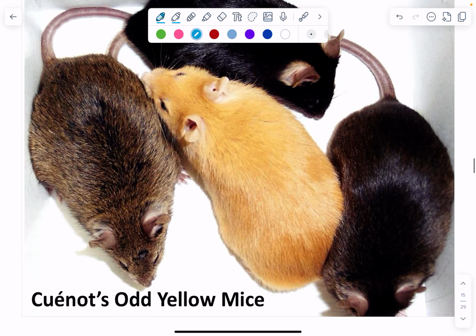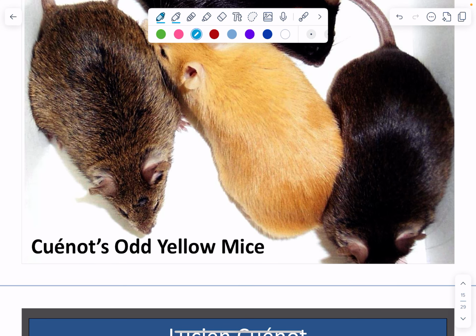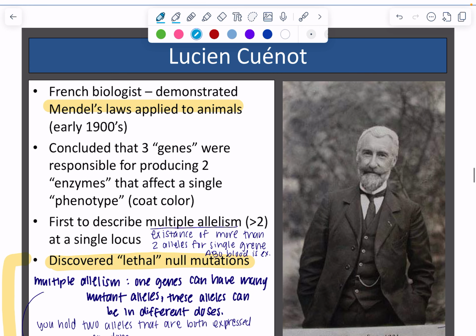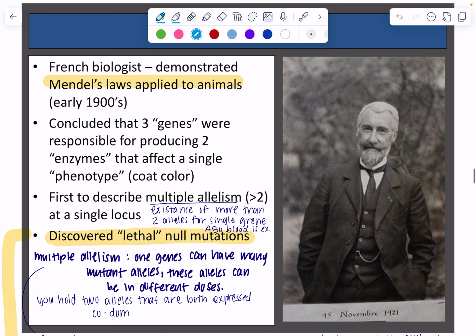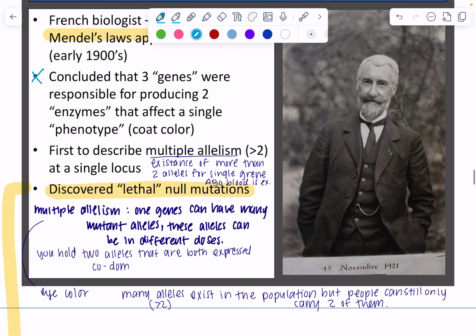Okay. So when we look at Kuhnel's odd yellow mice, he discovered that Mendel's laws applied to animals. Okay, that's sort of something we knew. That 3 genes were responsible for producing 2 enzymes that affect a single phenotype. So 3 genes responsible. I'm not quite sure I understand what that point's trying to convey, but he described the first multiple allelism, which is saying that there's more than one allele controlling a single gene.